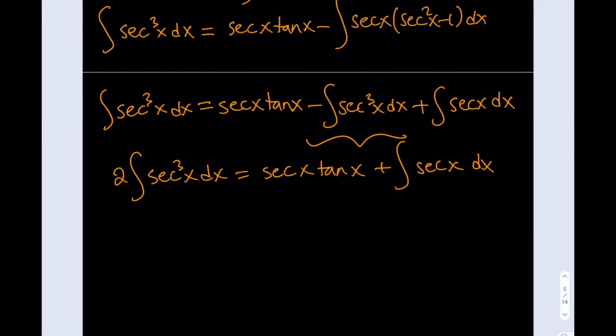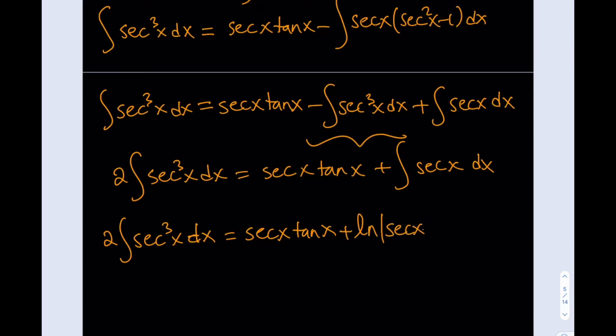How? Let's see. We're not going to put the c yet. We're going to do that at the end. So 2 times the integral of secant cubed can be written as, should I divide by 2 at this point? Nope, not really. I'll do that later. Secant x tangent x. What's the integral of secant? We just talked about it, remember? It was ln of the absolute value of secant x plus tangent x, right? Let's not put the c yet, because we'll do that at the end.